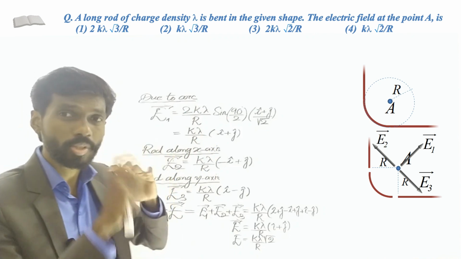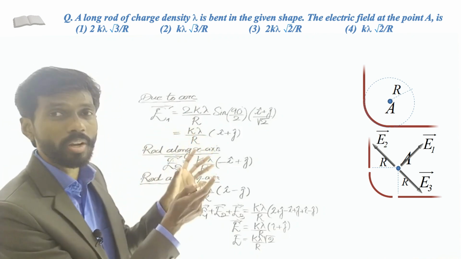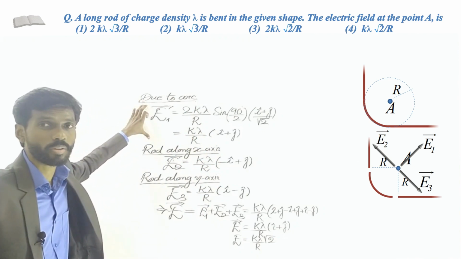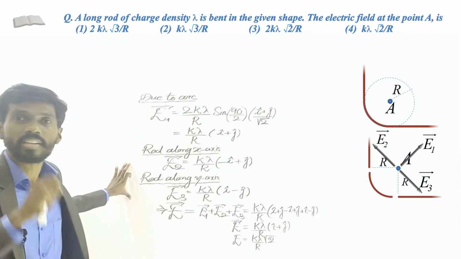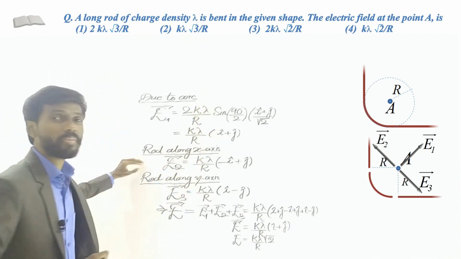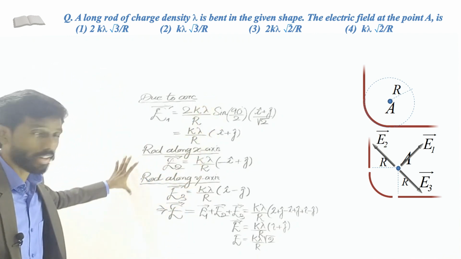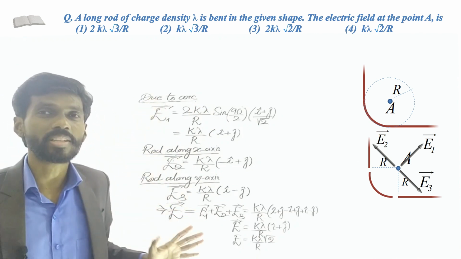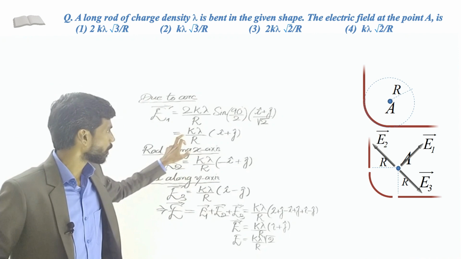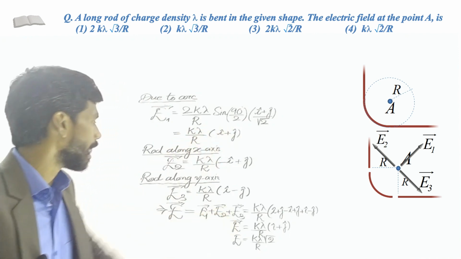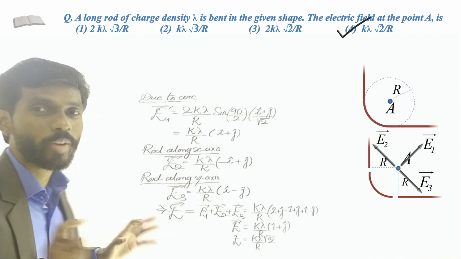If you observe this symmetry in the geometry, we could have avoided these steps and directly written the answer, because these two are the same vectors with the same magnitude but opposite direction, so they cancel each other anyway. Even if you do the steps, they cancel finally. So the answer is simply k lambda by r, i cap plus j cap, and the magnitude is k lambda by r times root 2.